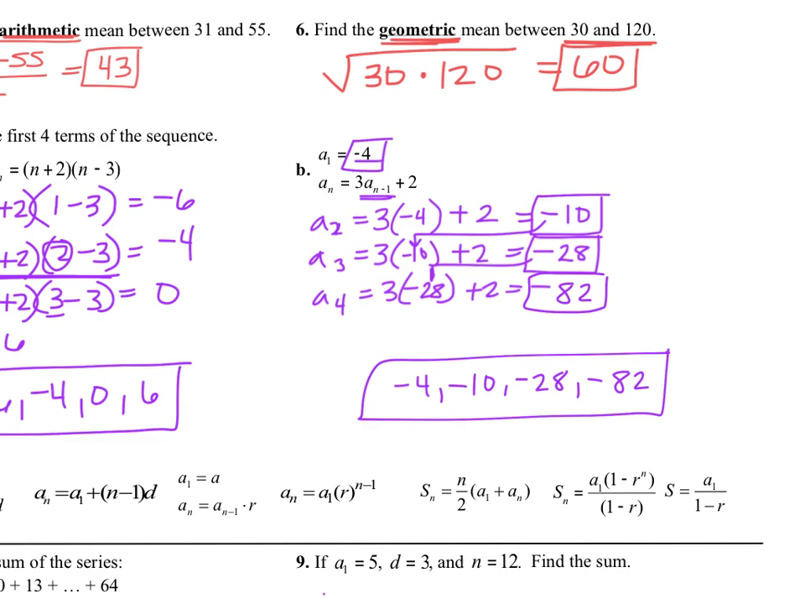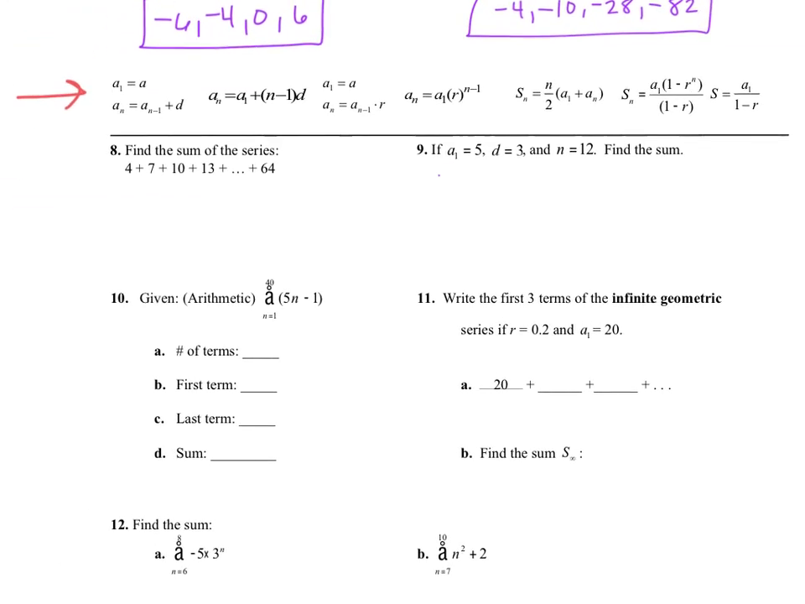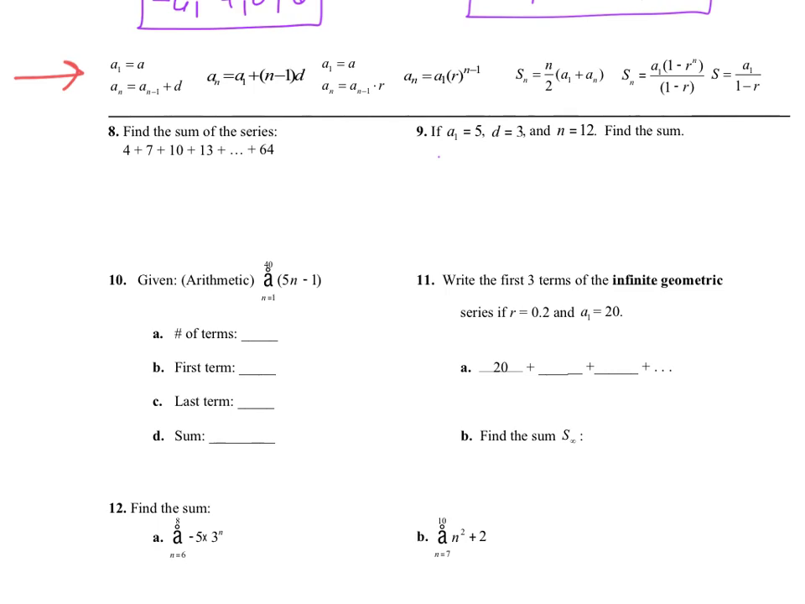Okay, backside. Here's all your formulas again. This one says find the sum of the series. So first of all, you want to take a look at it and see what's going on here. 4 to 7 to 10 to 13. We're adding 3 each time. And if we're adding, that means it's arithmetic. Okay, so it's an arithmetic series that we're looking for the sum of.